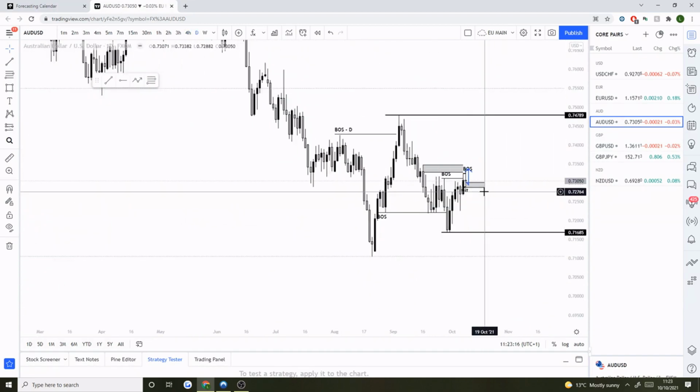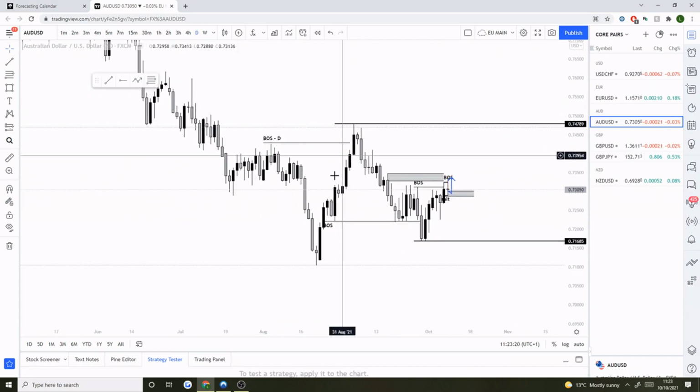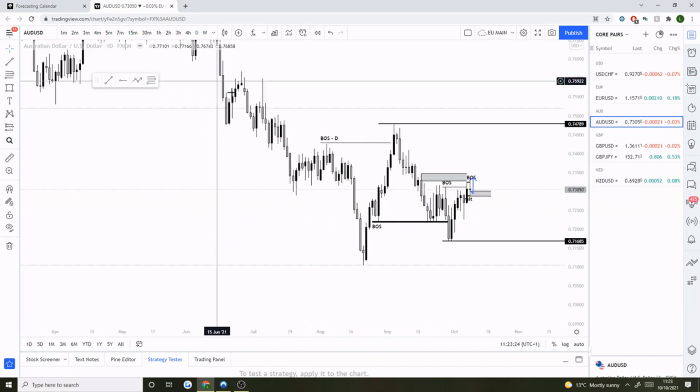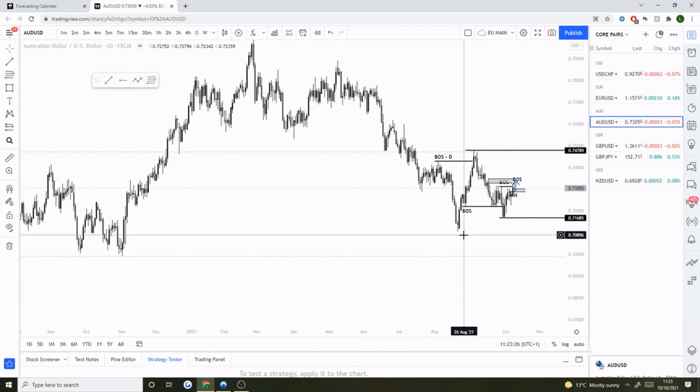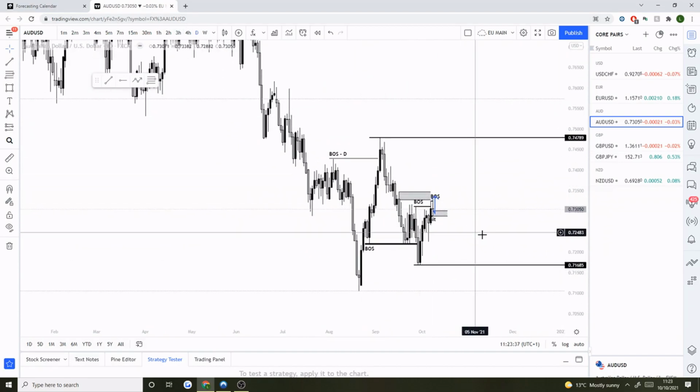So AU is pretty interesting at the minute. We had our break of structure to the high previously, and now a break of structure to the low on the daily, but overall we can see that there's clearly this downtrend going on the daily. So for me, I'll see that as a liquidity grab and a mitigation, and I'll expect that this downtrend will probably continue overall on the daily.